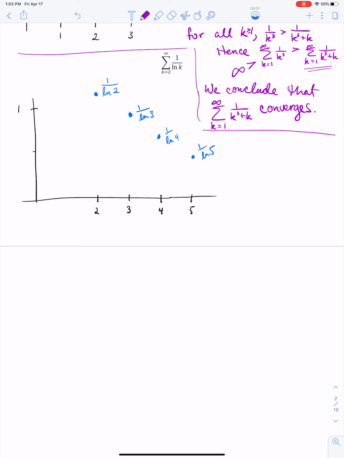And here, you can see that ln of k does grow towards infinity, so the terms are going towards 0. So that means we cannot use the divergence test. So this series might converge or it might diverge. Terms are going towards 0, but they're going towards 0 pretty slowly. And in fact, they're going towards 0 more slowly than just 1 over k.